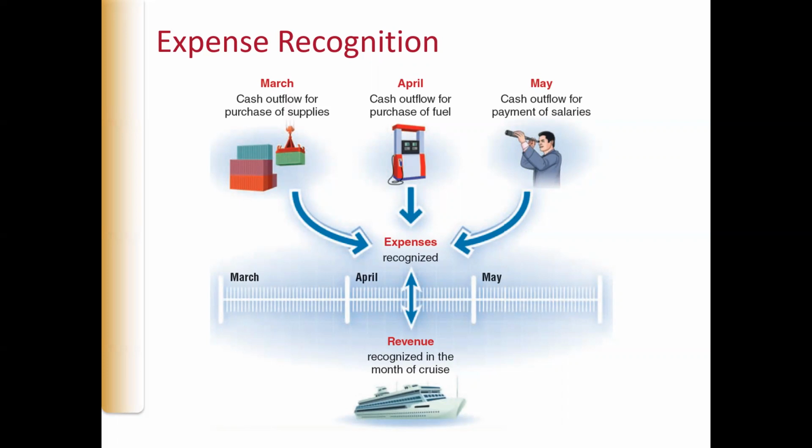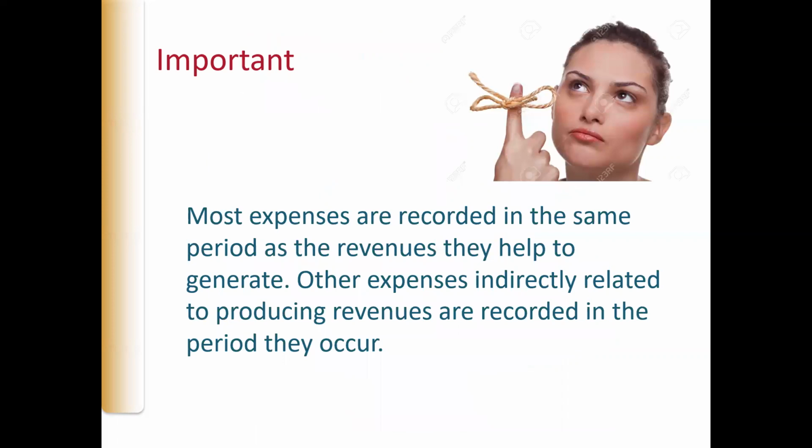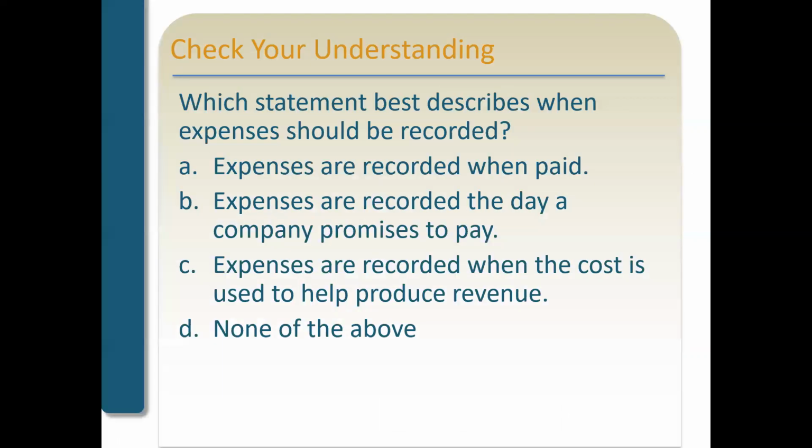So even though some costs happened in March, some happened in April, and some happened in May, all of them are going to be recorded against the revenues in April. Even though in March the supplies were purchased, they didn't get used up until April. In April is when the fuel was used up and they paid for it. In April is when the salaries were incurred, even though they weren't paid for until May. All of those items are going to be recognized against the revenue in April. Most expenses are recorded in the same period as the revenues they help to generate.